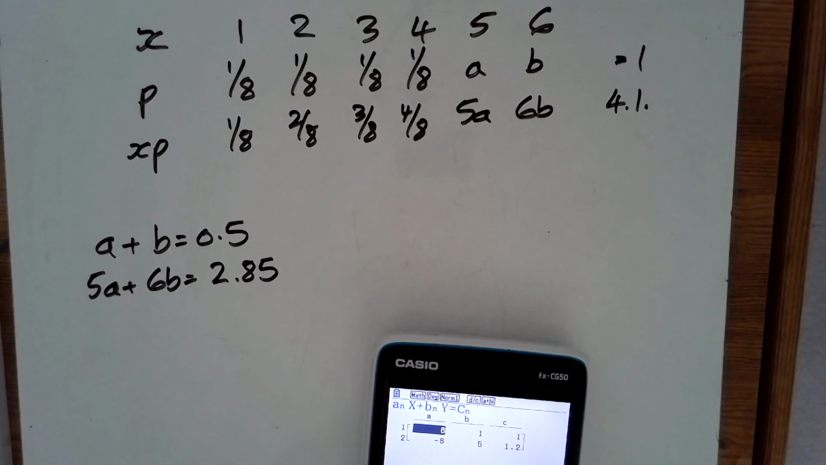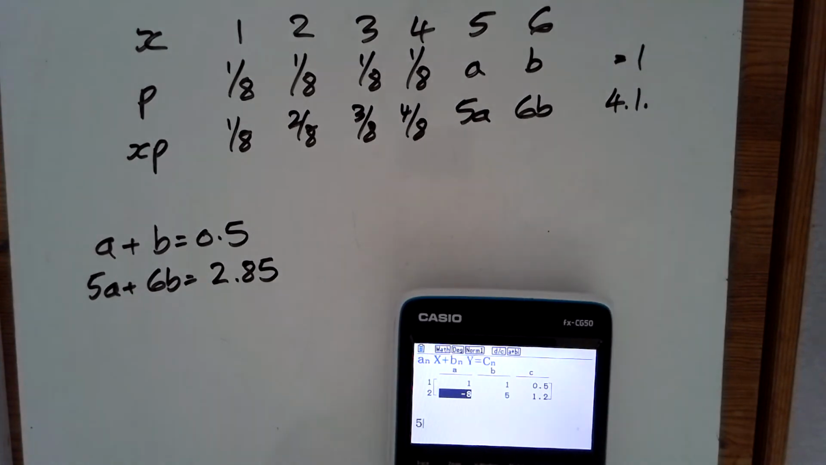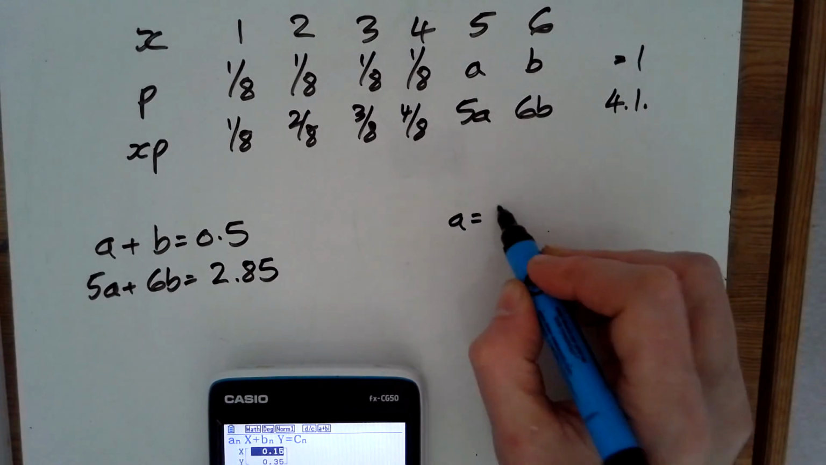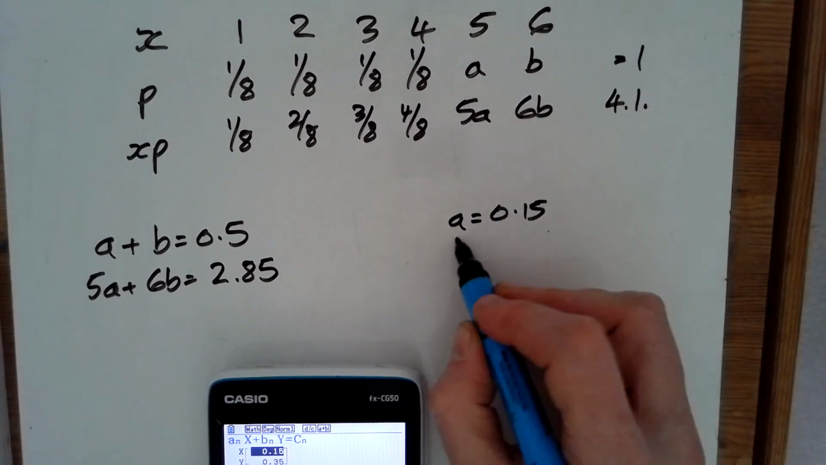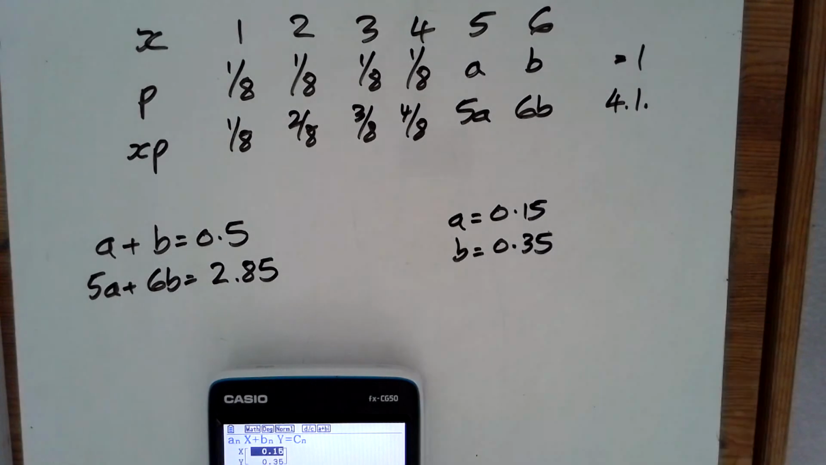Let's run that in the calculator again. So I've got 1, 0.5. Sorry, you can see that. And 5, 6, 2.85 to give me that the probability of getting a 5 was 0.15 and the probability of getting a 6 was 0.35.